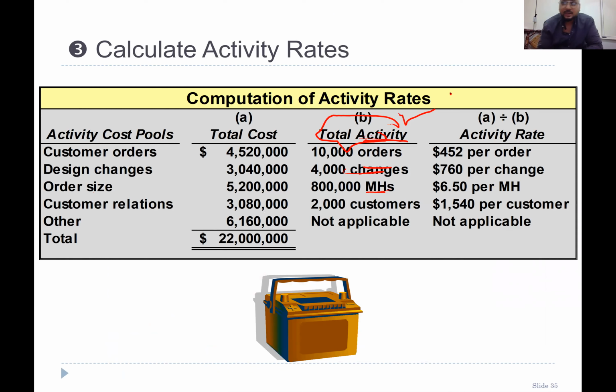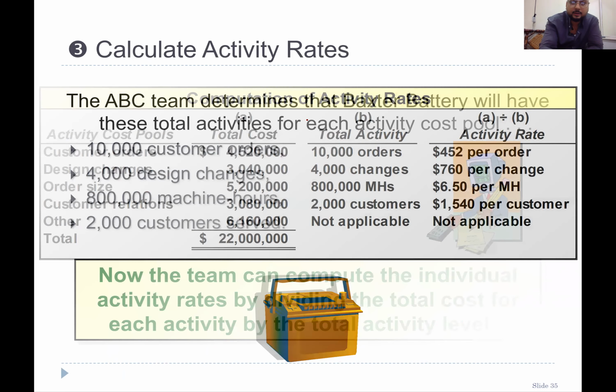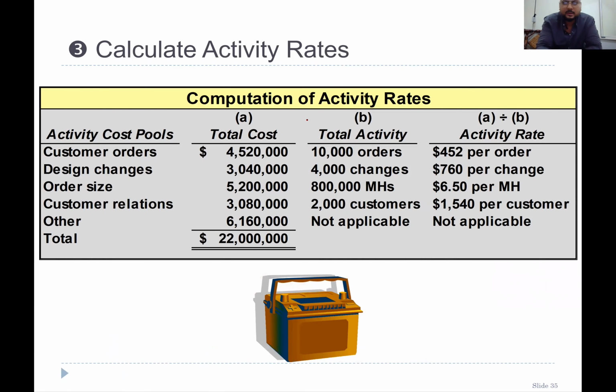Those costs which actually drive this cost. What are the basis or what are the denominators of these costs? Denominators or drivers, right? So this cost pool customer order is based on number of orders. How many number of orders? 10,000 orders are given here. So you divide this by 10,000.